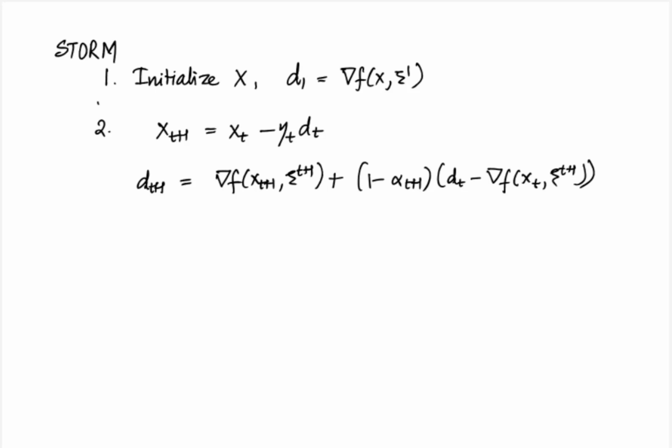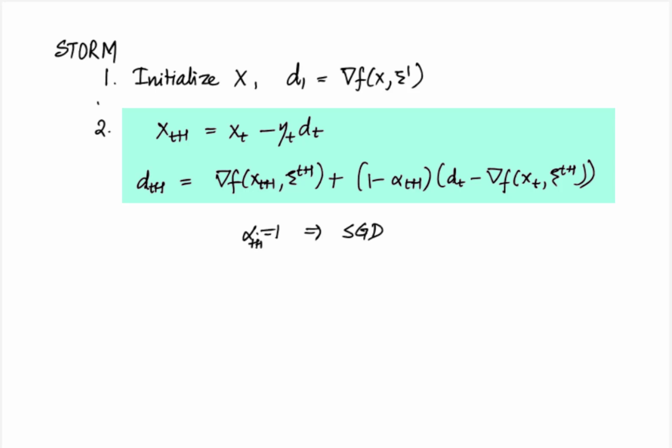So observe here that STORM requires two IFO calls per iteration, actually two evaluations of gradient f of dot comma xi t plus 1. The direction in which the updates move is given by dt and is calculated by using an additional term added to the current stochastic gradient. So obviously if alpha was equal to 1, then this would become the vanilla SGD.